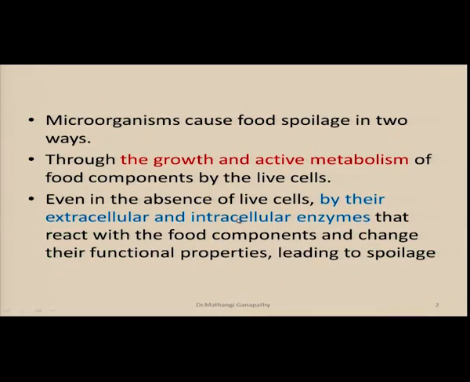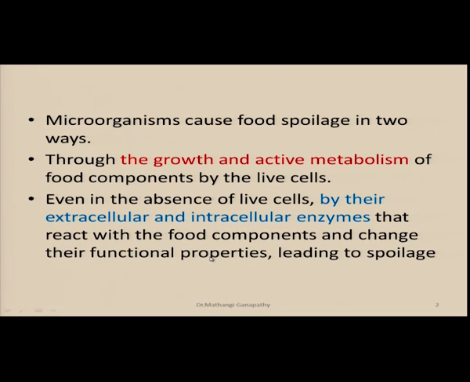When there are microbes present in the food to be consumed, food spoilage can be of two ways. Number 1, the growth and active metabolism of food components by the live cells, meaning when the microbes proliferate in the food particle concerned, they will utilize the nutrients present in the food. As a result, their active metabolism will absorb the nutrients, so slowly the food will get spoiled. That is the first case.